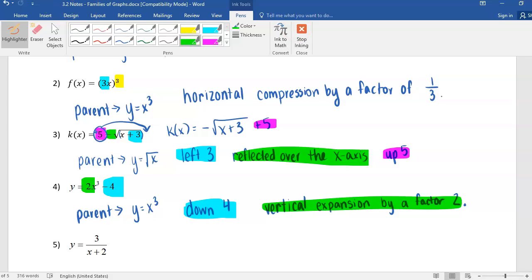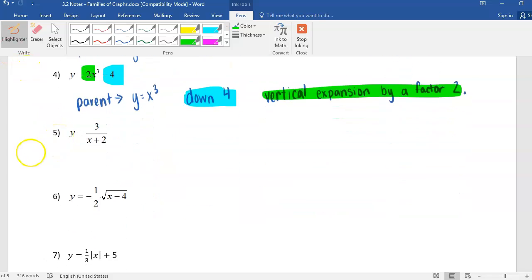Okay. Any questions so far? All right, number 5. These are weird, kind of, I think. All right, so let's first think what our parent graph is. So, Sydney, regular Sydney, not Sydney Claire. What is the parent graph for this one? Very good. Y equals 1 over x, that rational function. So, instead of a 1, we've got a 3 in the top, and then we also have a plus 2 right here.